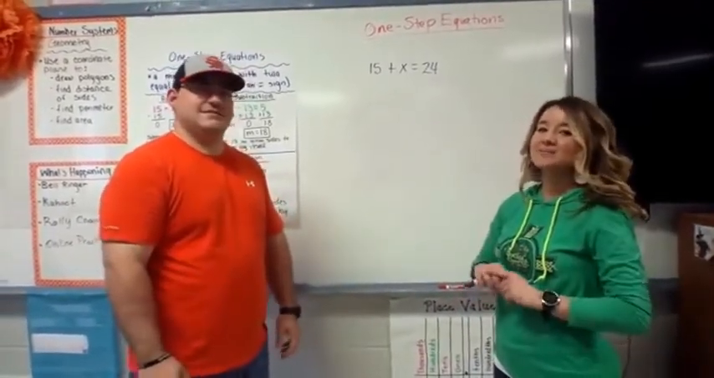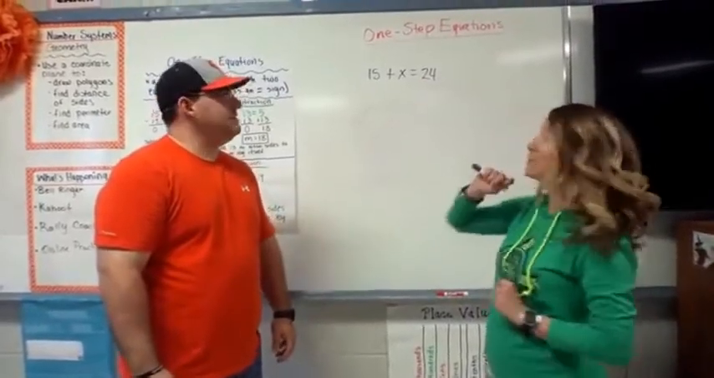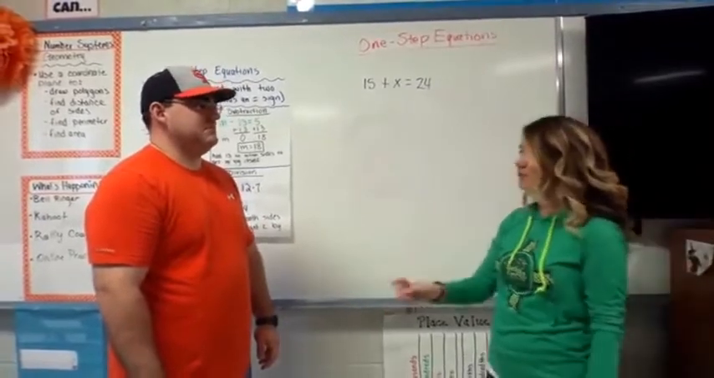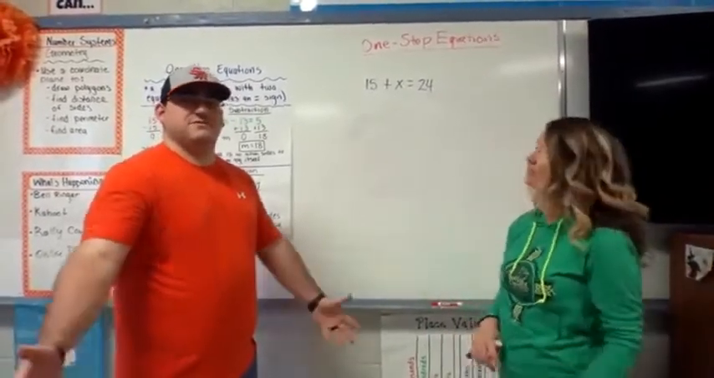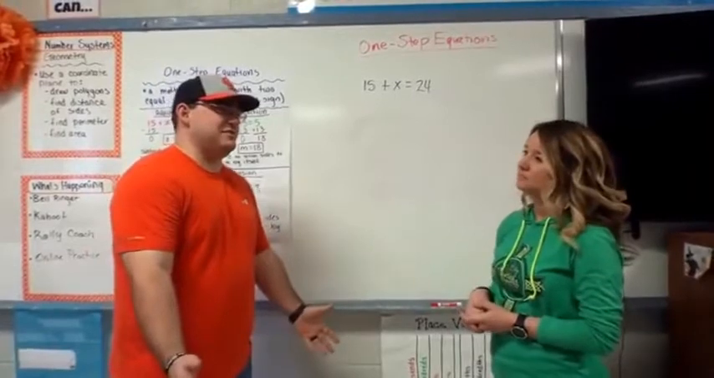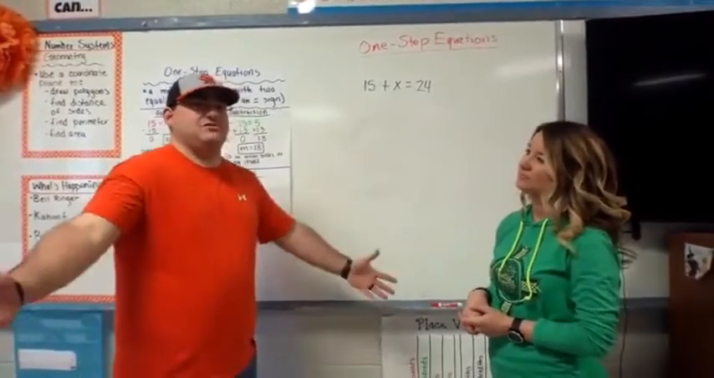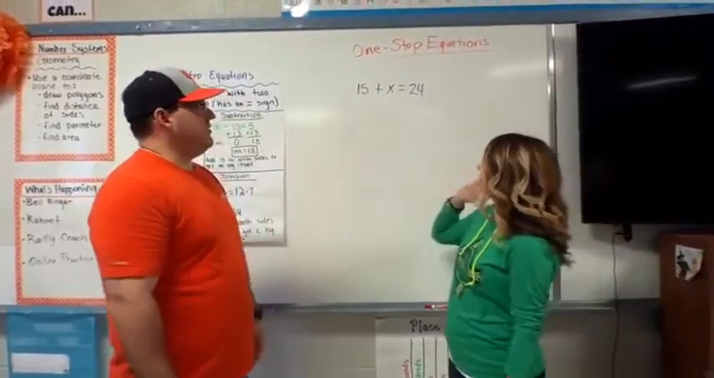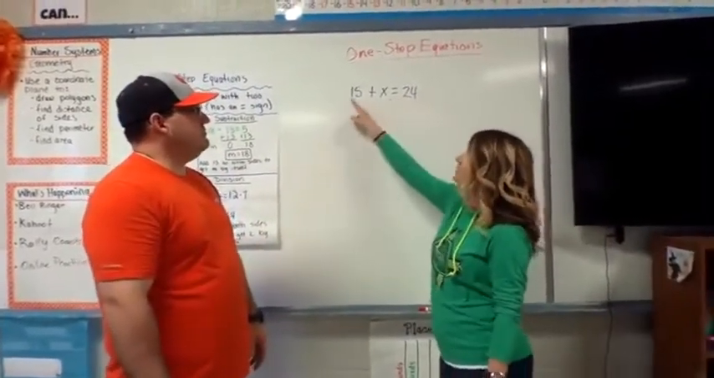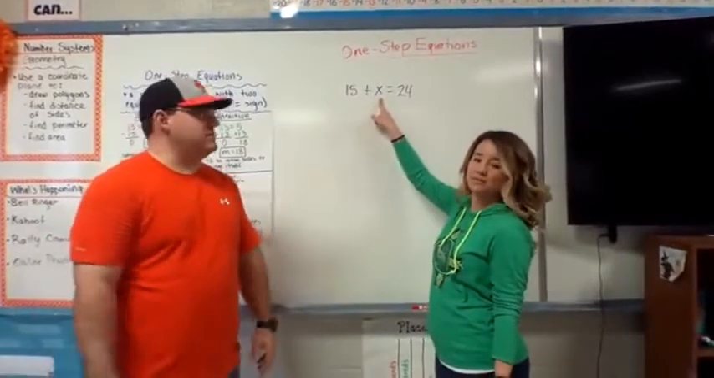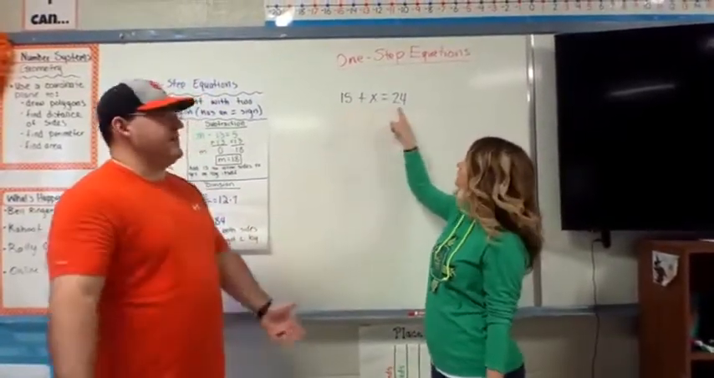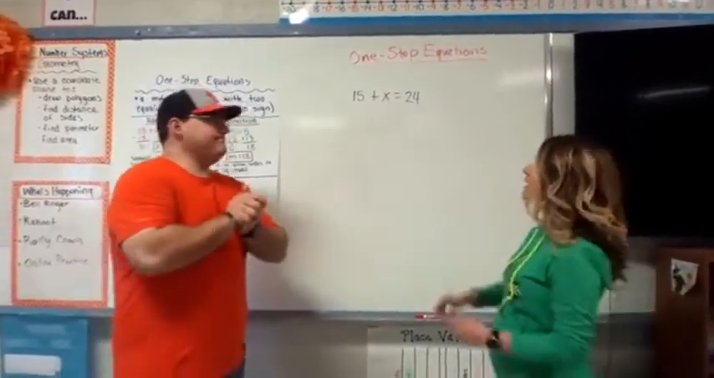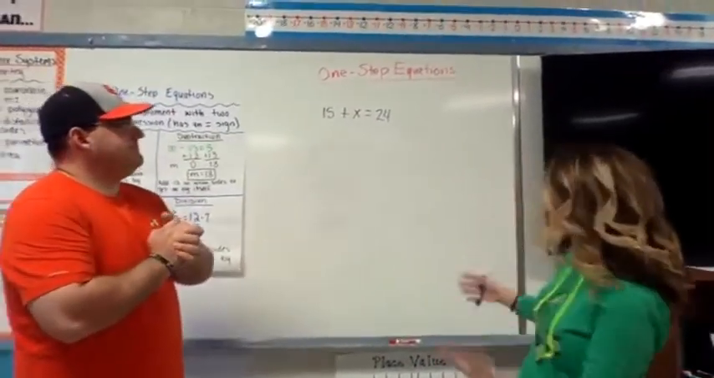And today we are looking at one-step equations. We've not talked much about equations. We've talked about expressions. The difference between an expression and an equation is that an equation has an equal sign, where expressions don't. The equation has two expressions, one on each side of it, that have an equal value. All right, so today we are looking at how to solve one-step equations.